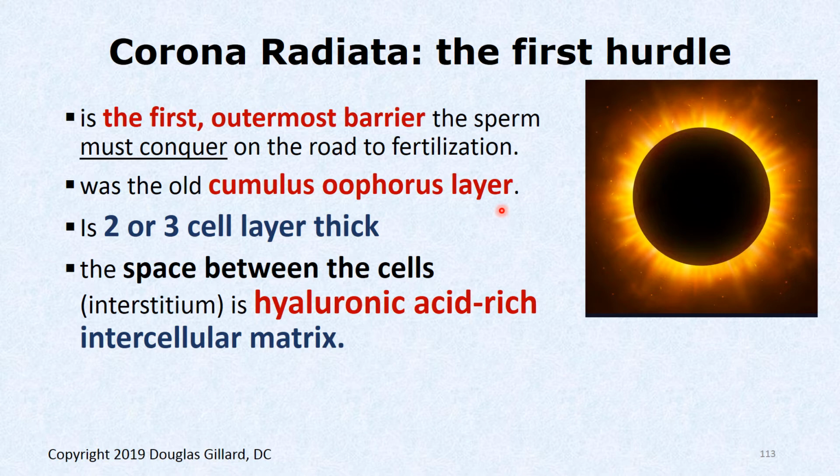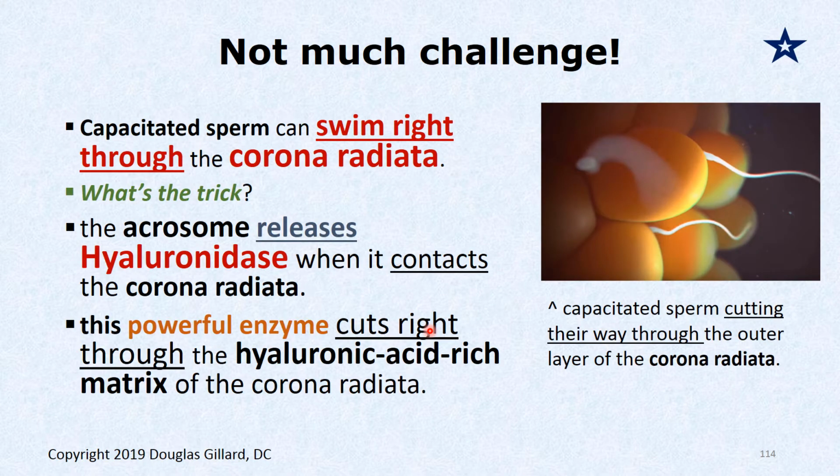A lot of that cumulus oophorus is left behind when ovulation occurs, but not the part right surrounding the oocyte, which comes with it. And it's still there. Not today, but you know what I mean. In the space between the cells there's a matrix, a gel, and that's very rich in hyaluronic acid. The sperm has to get through that stuff. Sperm's not going to go through the cells. It's going to go between the cells.